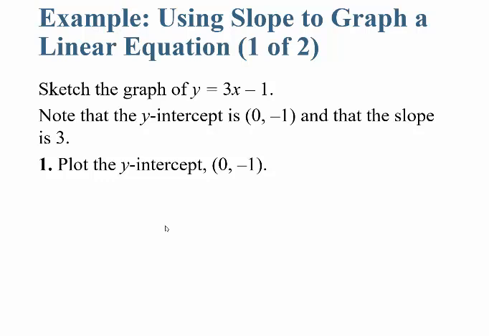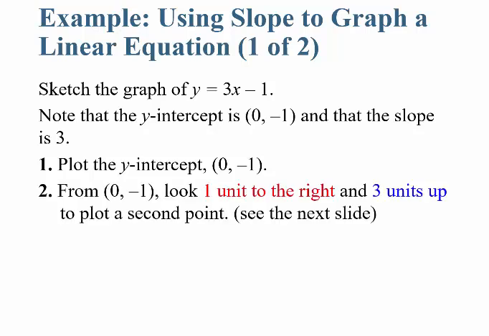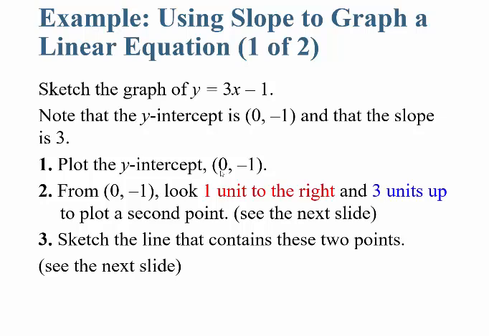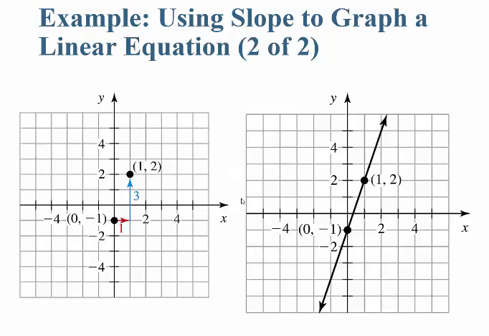So the first thing I want to do if I want to graph this is plot the y-intercept. Then I'm going to use the slope to see what the next point is. I start at the intercept that I just plotted, and then I run 1 unit, because it's rise divided by run, or 3 divided by 1 in this case. So run 1 unit, and then go up 3 units to the second point. I'm going to show you that on the next slide. And then the next thing you're going to do is sketch the line that contains these 2 points. This seems a little weird, but let me show you exactly what I'm doing.